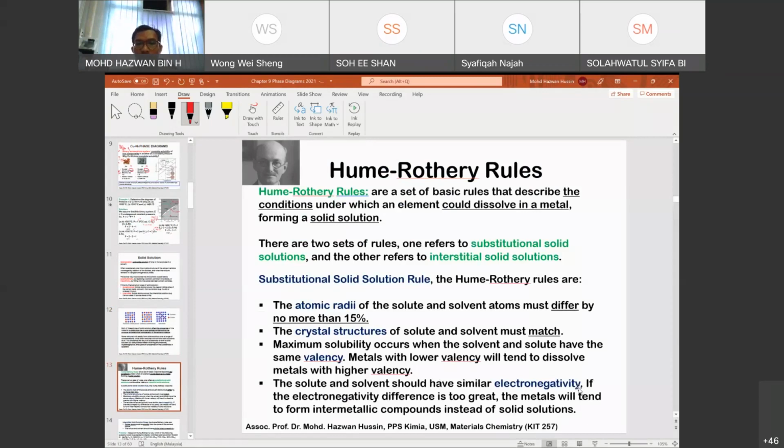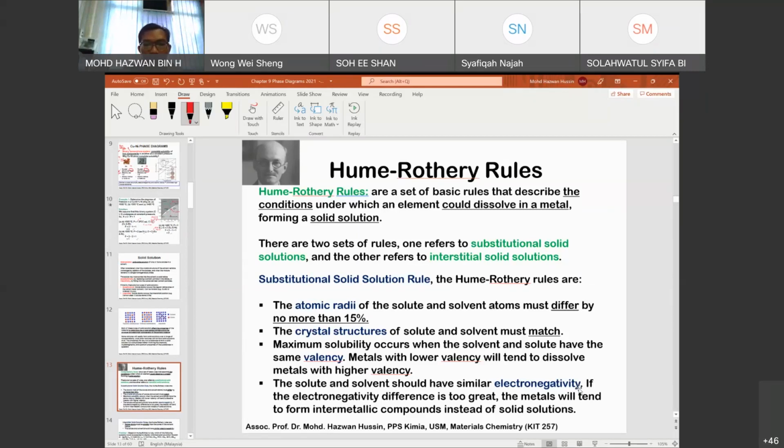Okay, so there are two sets of rules. You have substitutional and interstitial solid solution, but most of the rules actually follow the same thing as I mentioned earlier. So you have to look into the difference of atomic radius, not more than 15%. Crystal structure must match, must be the same. Maximum solubility occurs when the solvent and solute have the same valency. And finally, the solute and solvent should have almost similar, not totally similar, but almost similar electronegativity.